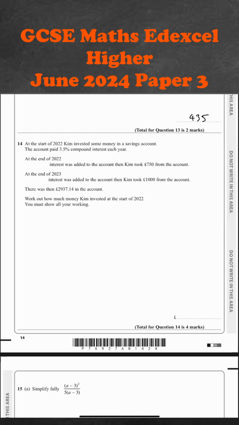Okay. So at the end, she had 2,937.14. So let's work backwards. So she took the 1,000 from the account last. So let's add 1,000 on. 3,937.14. Interest was added to the account at 3.5%. So let's now do 3,937.14 divided by 1.035, which is the process of adding the interest backwards. We have 3,804 now.